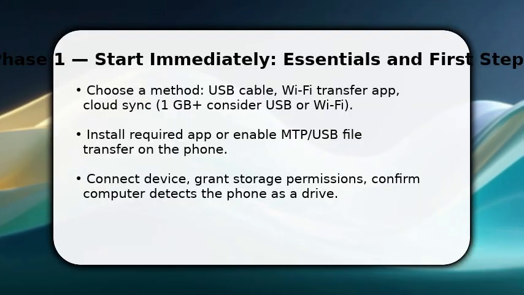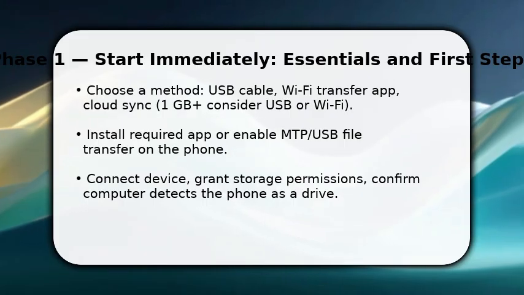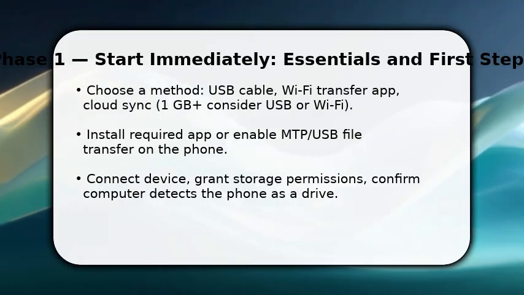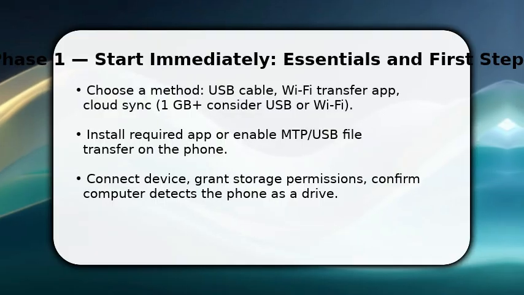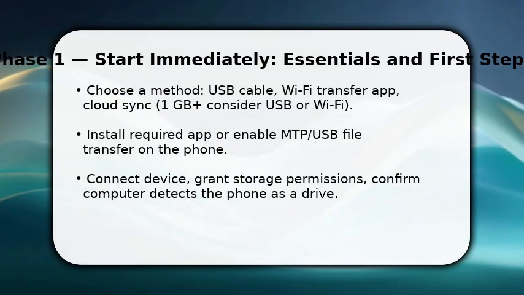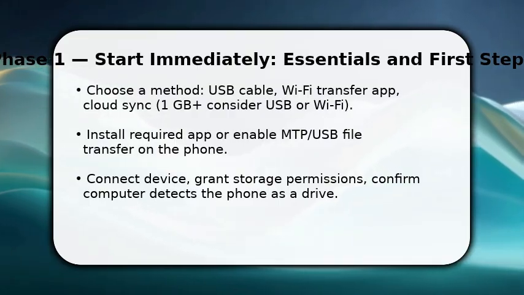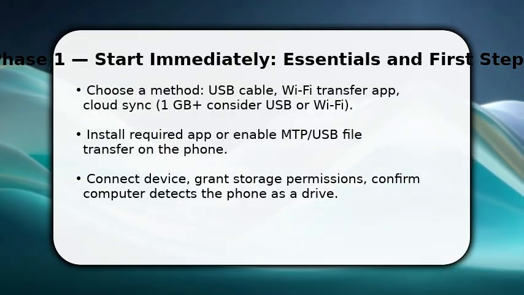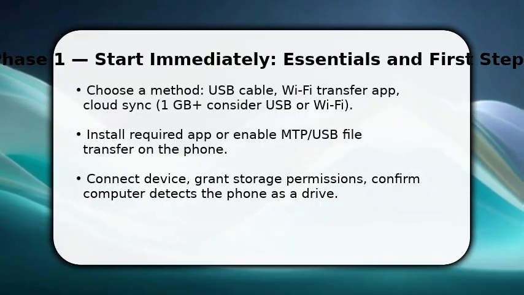You begin by picking the fastest route: USB for large folders, Wi-Fi apps for wireless convenience, or cloud when you need cross-device backup. Once decided, install or enable the needed service on both devices, make sure your phone shows MTP or file transfer mode, and plug the cable in.